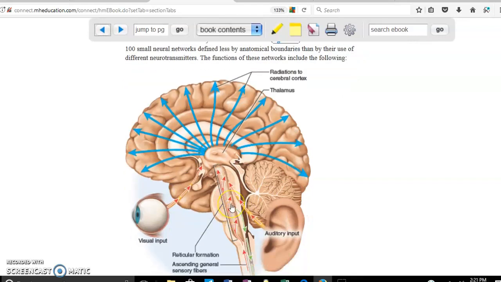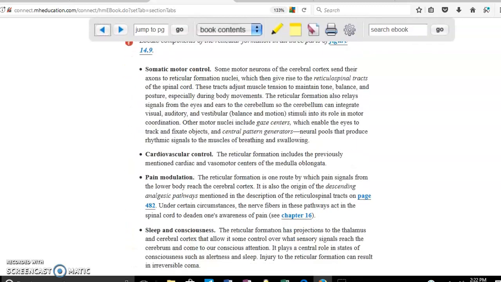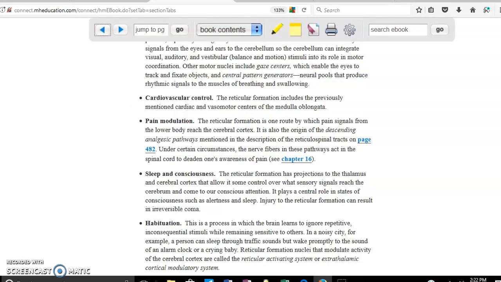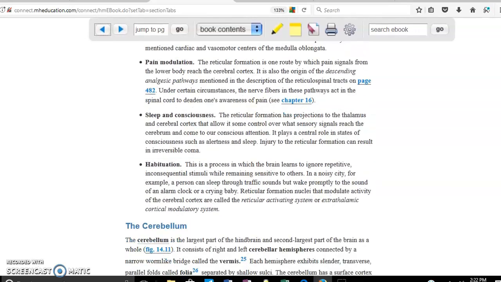Right here in the brainstem, we said we have the cardiovascular centers, with the vagus nerve, remember, cranial nerve number 10. It also has to do with consciousness. Damage to the reticular formation results in coma. As you can see in there, somatic control, as I said, cardiovascular control. Other functions are pain modulation, and right there you can see sleep and consciousness. You can go into coma if you have damage to this area.